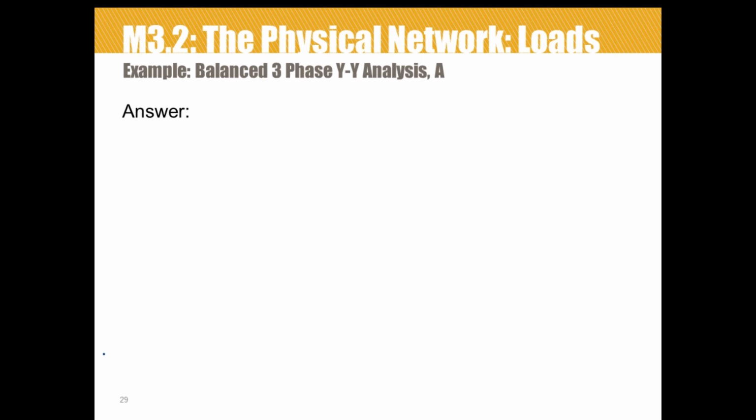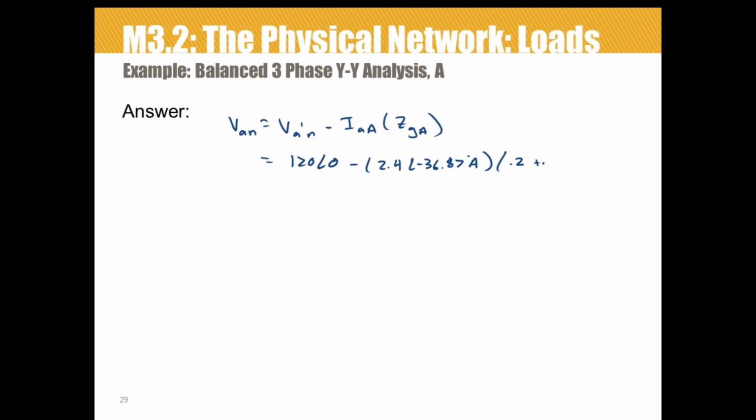To calculate that, it's not too difficult. VAN, which is the output terminal voltage of the generator, is just equal to VA prime N, the source voltage of the generator, minus the voltage drop across the internal impedance, which is the current flow times the generator's impedance. I wrote ZGA for the internal impedance of the generator in phase A. Usually that's balanced, so ZGA, ZGB, and ZGC are all the same. In phase A, the source was 120 volts at angle 0 degrees. We calculated the line current in A, which was the same as the phase current because it's a Y-connected system: 2.4 angle negative 36.87 degrees amps. And then we multiply that by the generator's impedance, which was given in the problem statement as 0.2 plus j0.5.